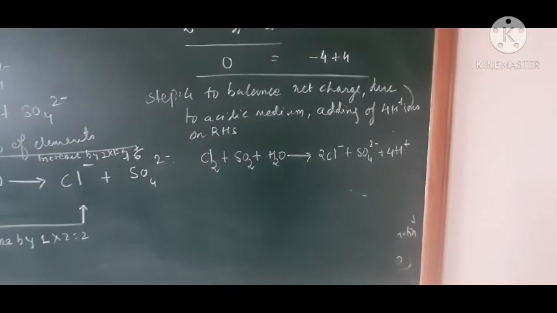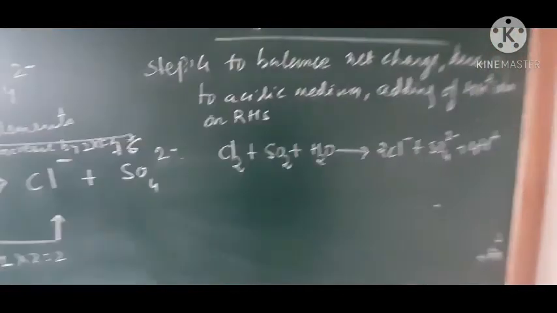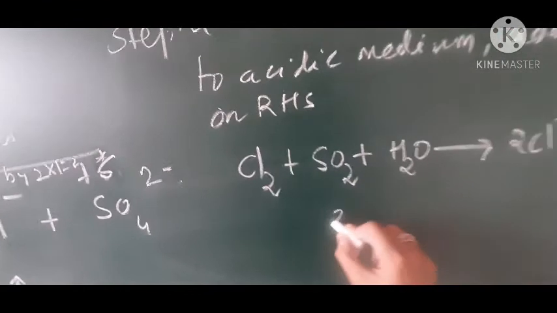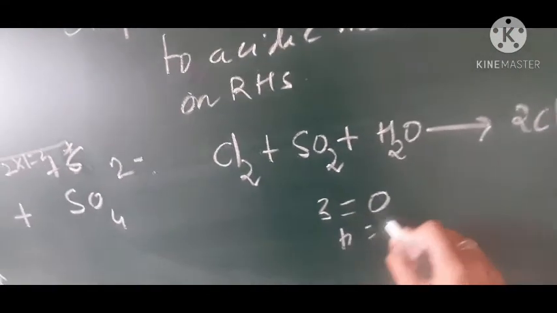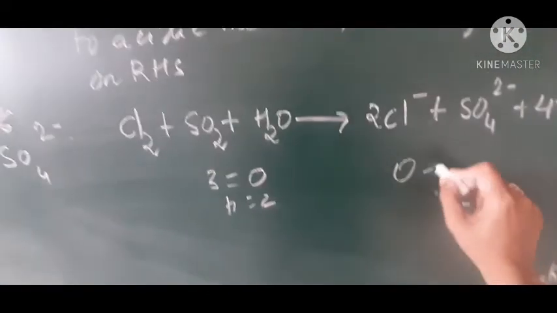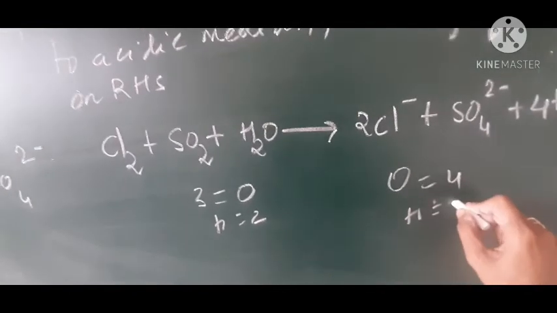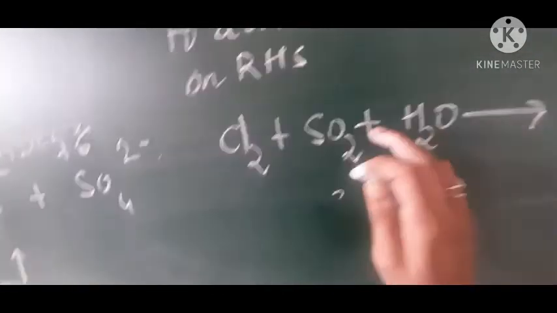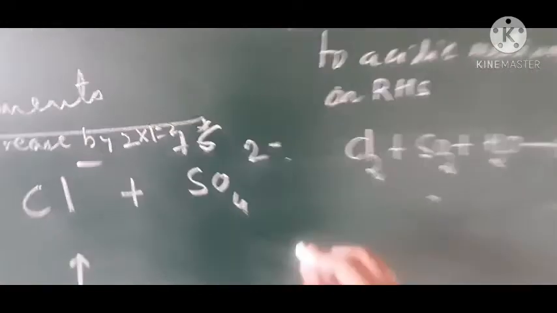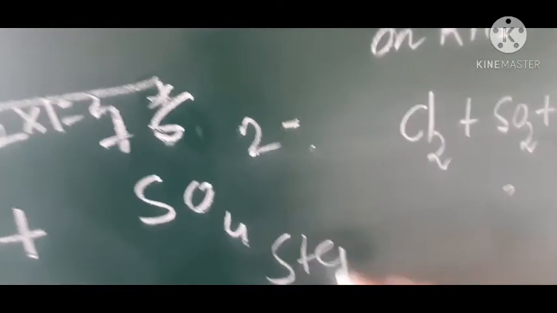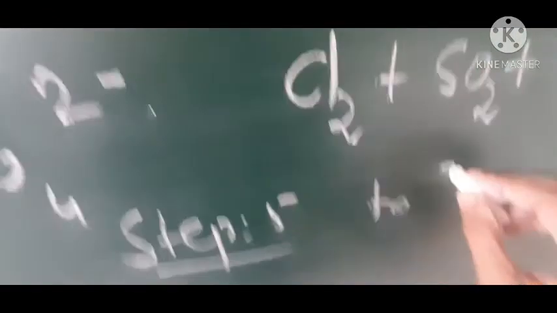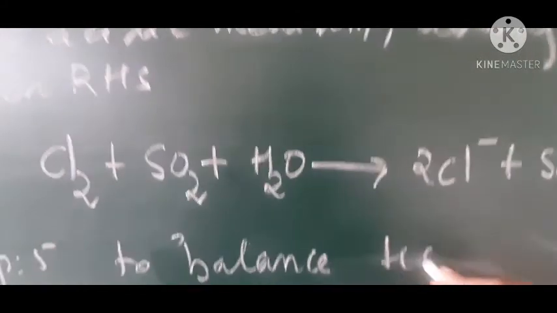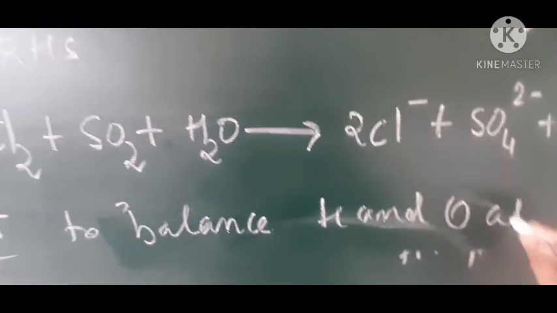Now we are balancing the number of hydrogen and oxygen. Here we have oxygen equal to 3 and hydrogen equal to 2. Here we have oxygen equal to 4 and hydrogen equal to 4. So what we are doing is multiplying the hydrogen by 2 on the left hand side. So next, step 5 is to balance hydrogen and oxygen atoms.